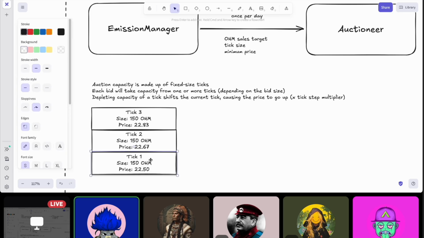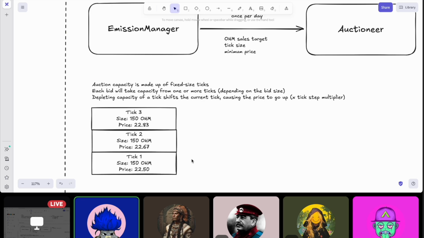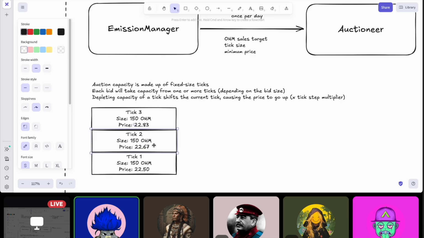So each bid is going to take capacity from one or more ticks, depending on the bid size. So if you were to bid a certain amount of USDS here and it fit within tick one, then you'd just get it at a single price. But if it was a little bit more than that, you might get some OHM at 22.50, and then the rest of the OHM at 22.67. And what would then happen is your conversion price would be the average of it, weighted against the amount of OHM. And what you notice here is that all of these are the same size.